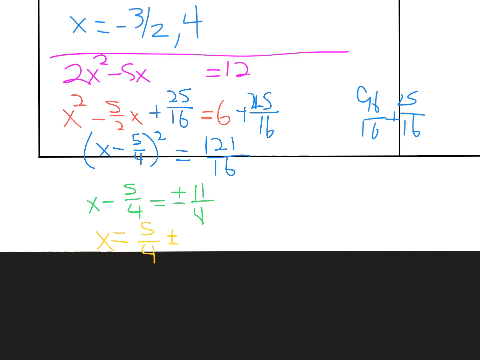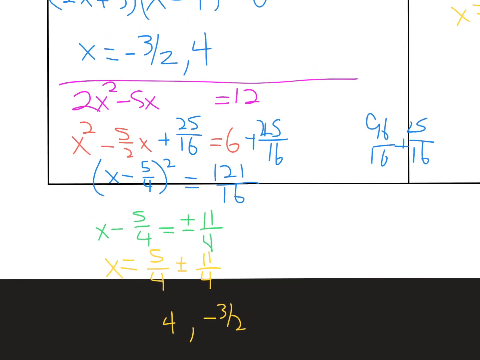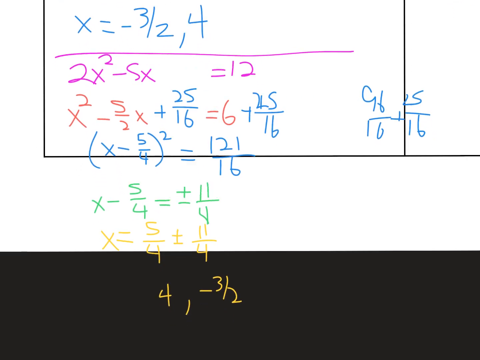I would have factored this, by the way. 5 plus 11 is 16 over 4 is 4. 5 minus 11 is negative 6 over 4. Negative 6 over 4 is also known as negative 3 over 2. Did I get the same? Oh, I got the same answers. It's like magic. Okay, I'm done.